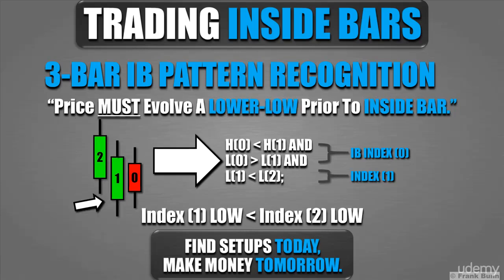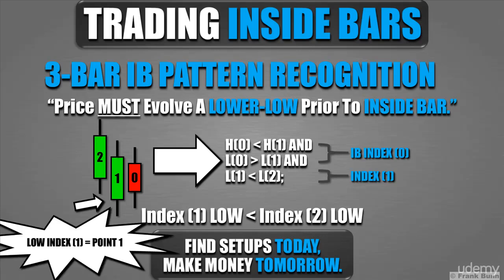For shorts, the price must evolve a lower low prior to the inside bar. Here we see the current inside bar index of a high less than the previous high and low greater than the previous low, but we also see the low of index 1 less than the low of index 2. This precise definition determines the 3-bar pattern. Inverse to the long setup, the low of index 1 will be referred to as point 1, which is the low of the pattern which precedes a potential setup.